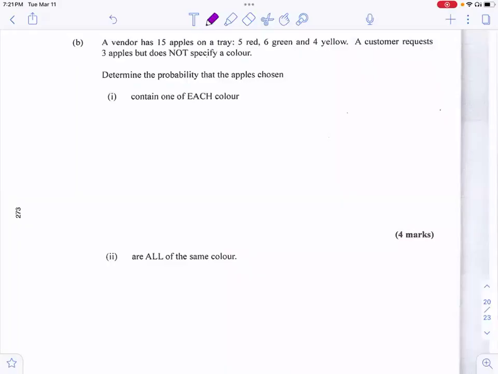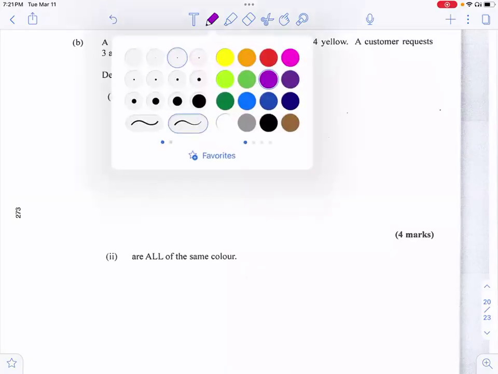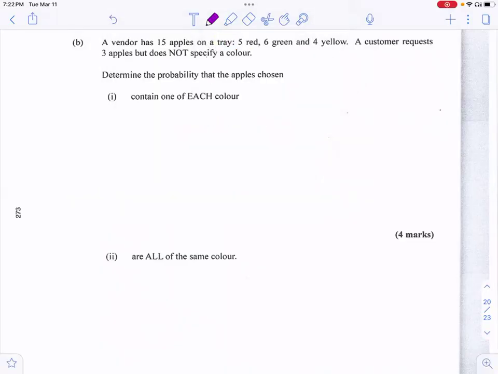All right. So the customer requests 3 apples, but does not specify a color. Shazan, give me 3 of the probabilities or 3 of the combinations that we can have for the apples chosen, 1 of each color. Go ahead. What kind of probability first? You didn't do, I didn't do probability? No. All right.